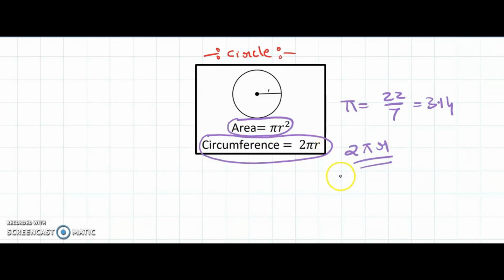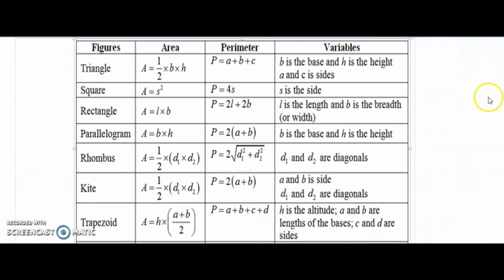So I am sure you all have understood all the formulas. These are the formulas that I have just discussed with you. Thank you very much, students.